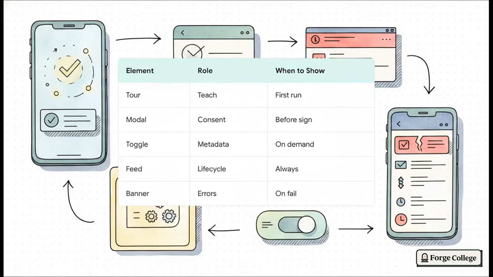So, this simple workflow matrix helps summarize how these deterministic components actually close that feedback loop. You've got your onboarding tour for the very first run, the confirmation modal to collect explicit consent right before a signature, the details toggle to expose that advanced metadata on demand, the activity feed to always track the lifecycle, and an error banner to clearly explain recoverable errors right when an execution fails. By using these small, testable UI components, you are drastically reducing the number of ambiguous, confusing states that a real user is ever going to encounter.